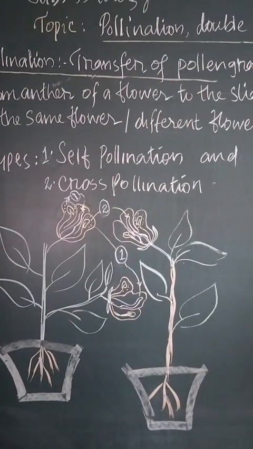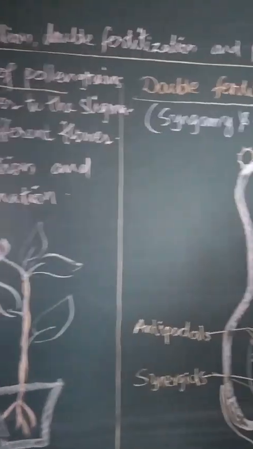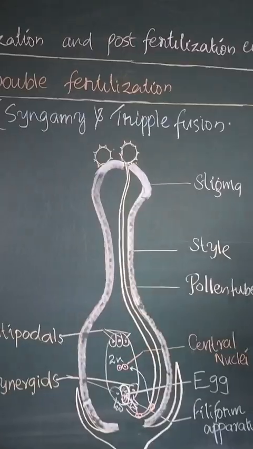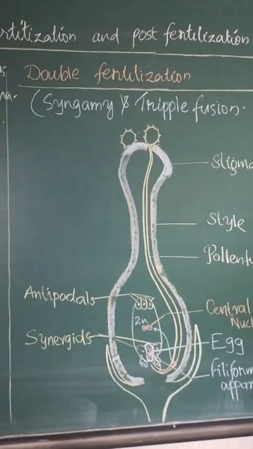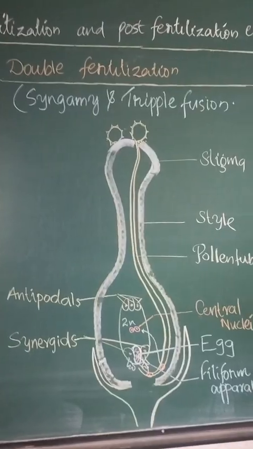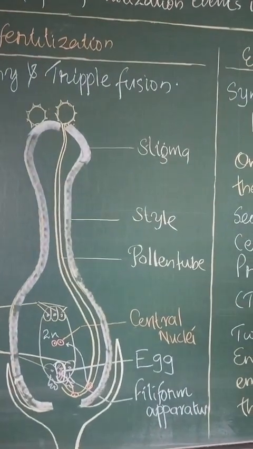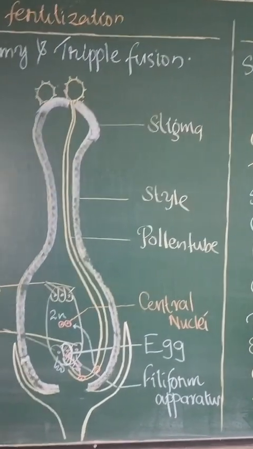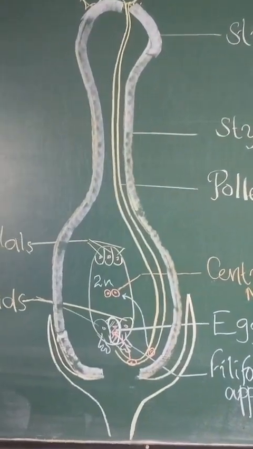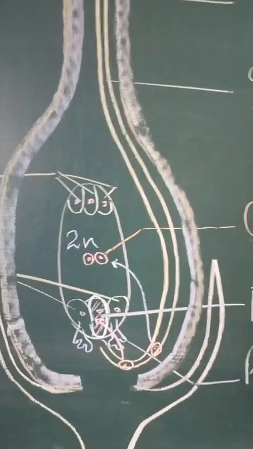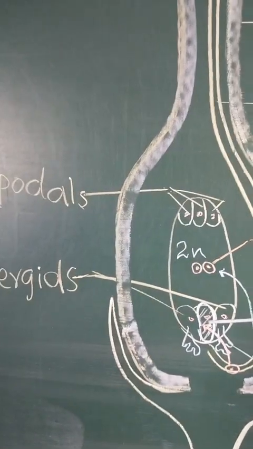After pollination, the next step is double fertilization, which is known as syngamy and triple fusion. You may get diagram-based questions to label the stigma, style or pollen tube, and the embryo sac and the egg here in the bottom part of the egg apparatus as shown in the diagram.